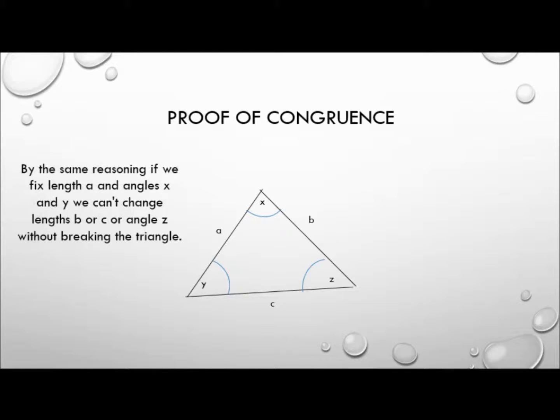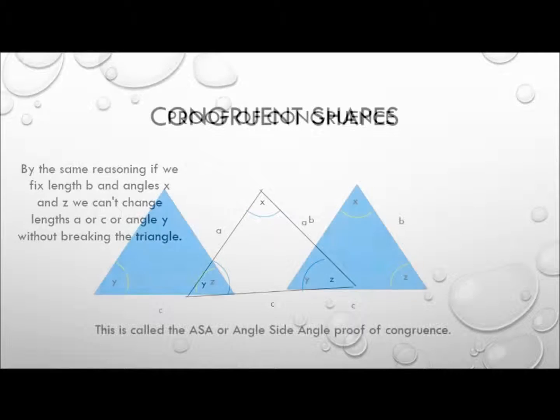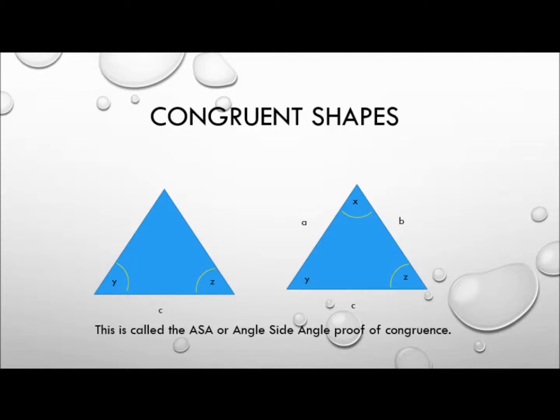By the same reasoning, if we fix length A and angles X and Y, we can't change lengths B or C or angle Z without breaking the triangle. And again, by the same reasoning, if we fix length B and angles X and Z, we can't change lengths A or C or angle Y without breaking the triangle. This is called the ASA, or angle side angle proof of congruence.